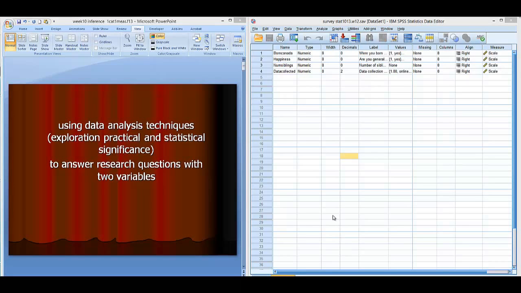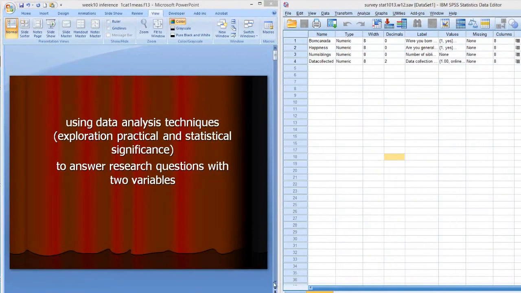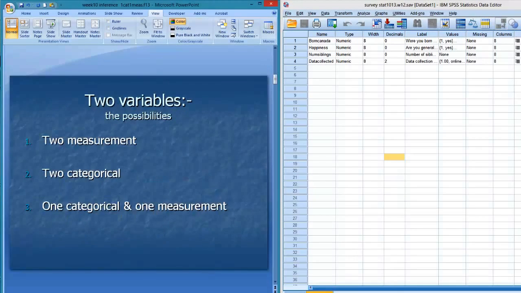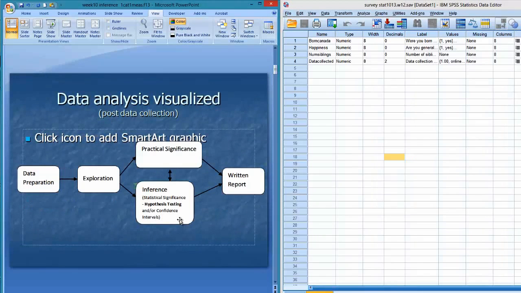Hello and welcome to using data analysis techniques to answer research questions with two variables. In this case, we're going to be looking at variables that are, I'm just going to skip ahead, one categorical and one measurement. Before we do that, I want to remind you that we're going to be looking at these processes. So process A is exploration, practical significance, and statistical inference.